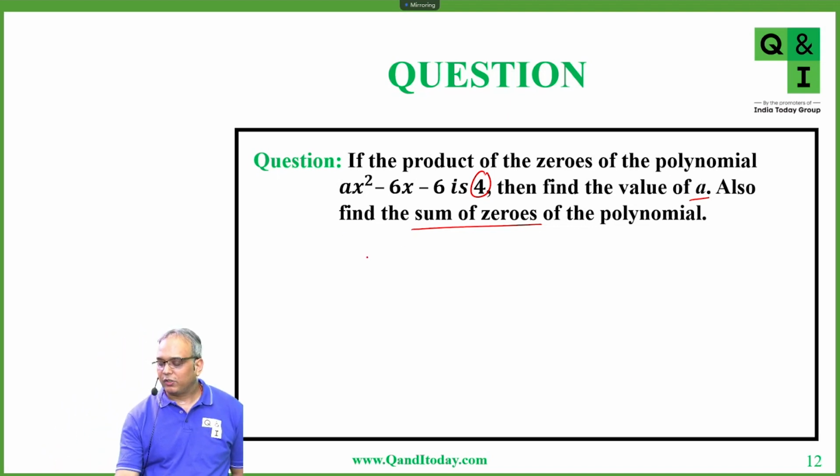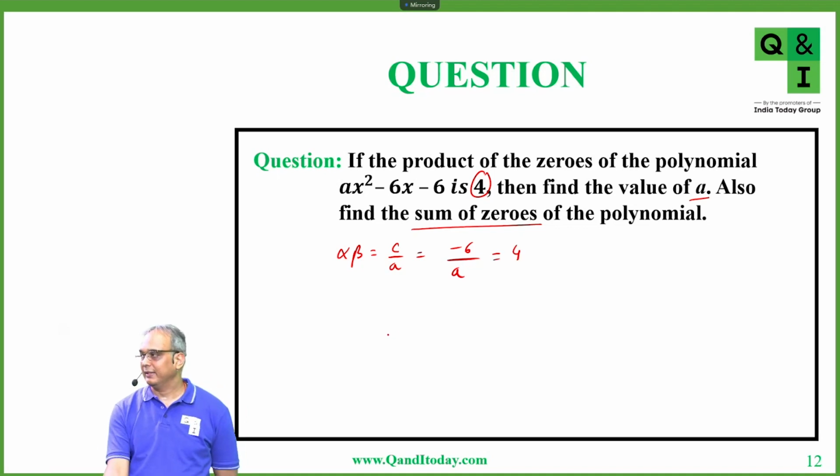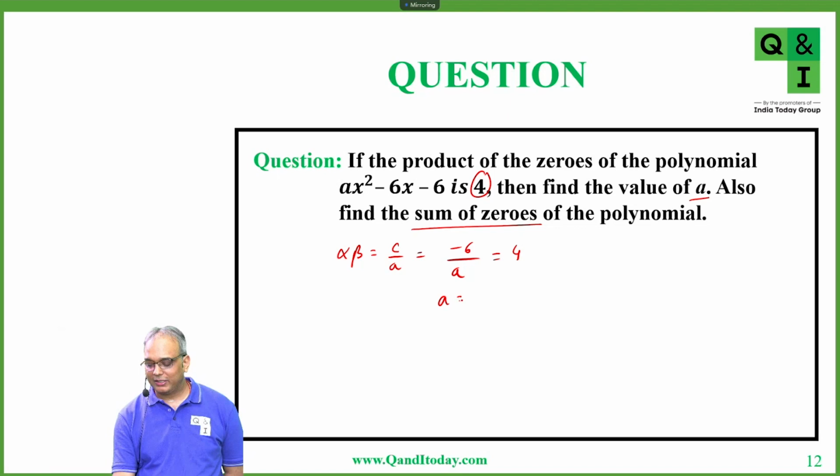So product of the zeros of polynomial alpha into beta is c by a. So this is minus 6 by a is 4, right? So when you solve this, you will get a is minus 6 by 4, which is minus 3 by 2.